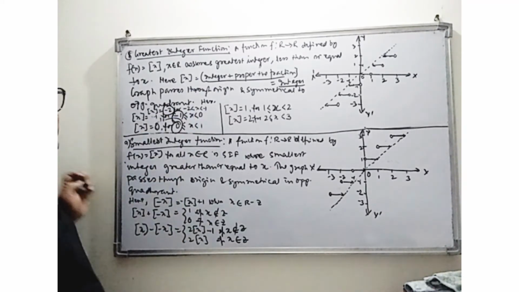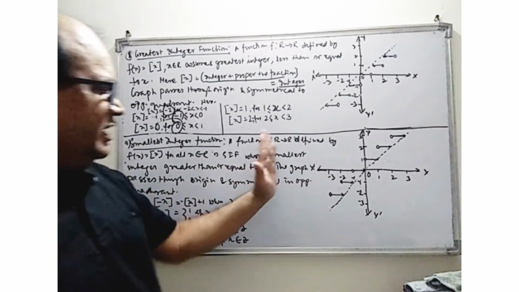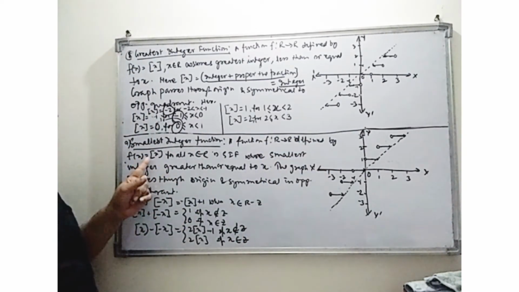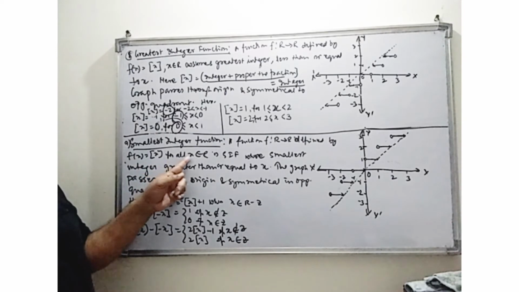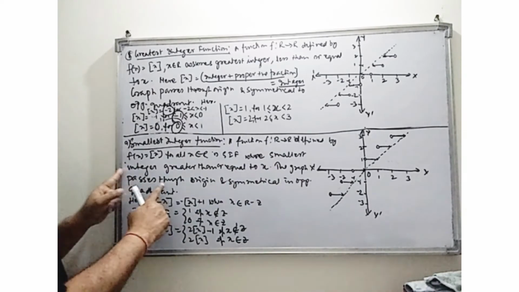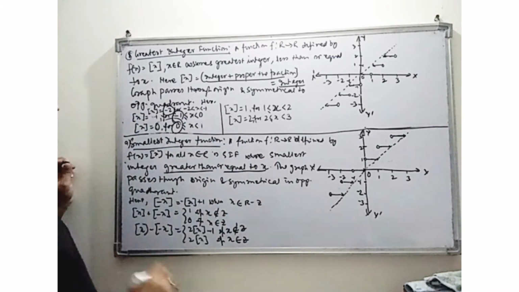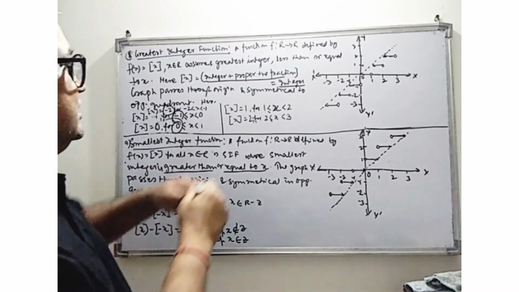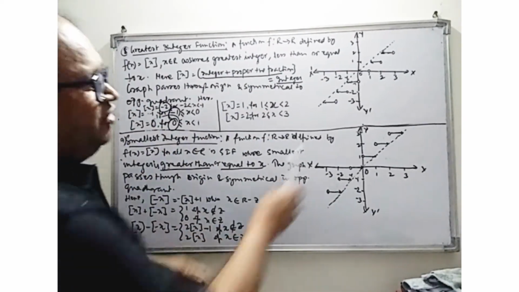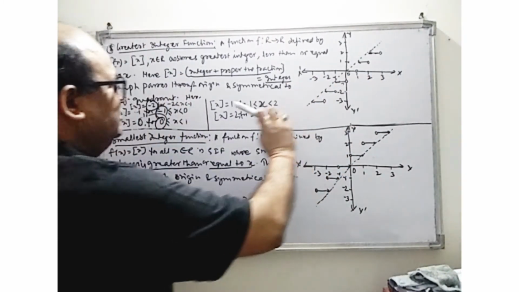Now next comes the smallest integer function. A function f mapping from R to R is defined by f(x) equal to the smallest integer, for all x belongs to R, where the smallest integer is greater than or equal to x. Here the greatest integer was less than or equal to x. If the value of x is 3, this integer should be less than or equal to 3.